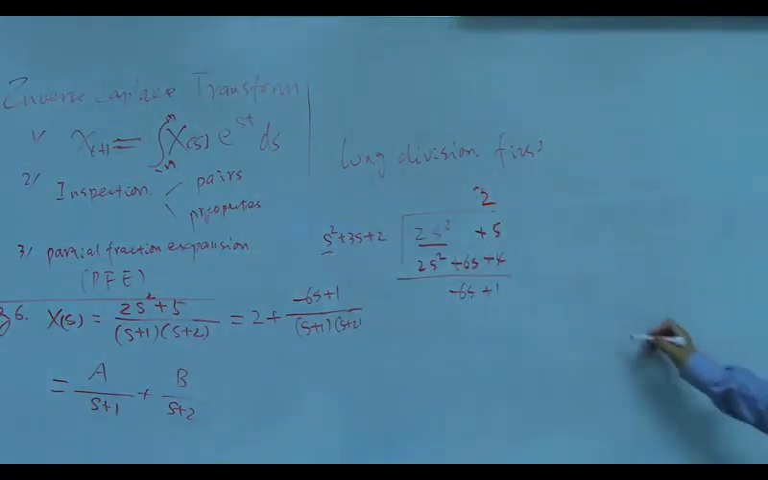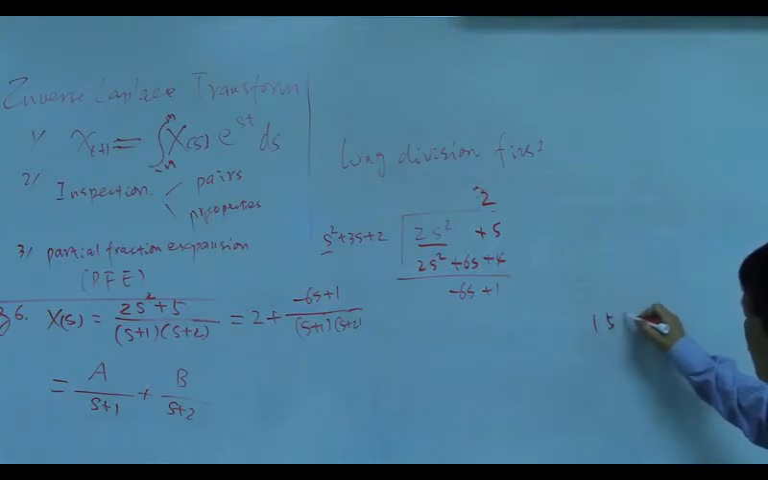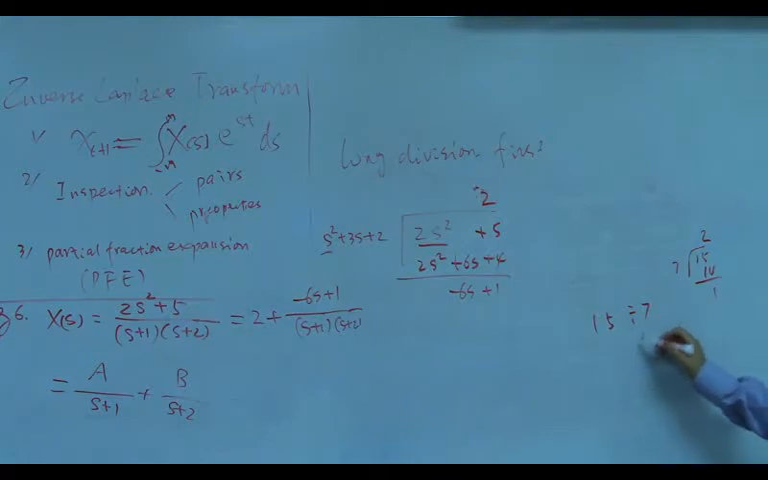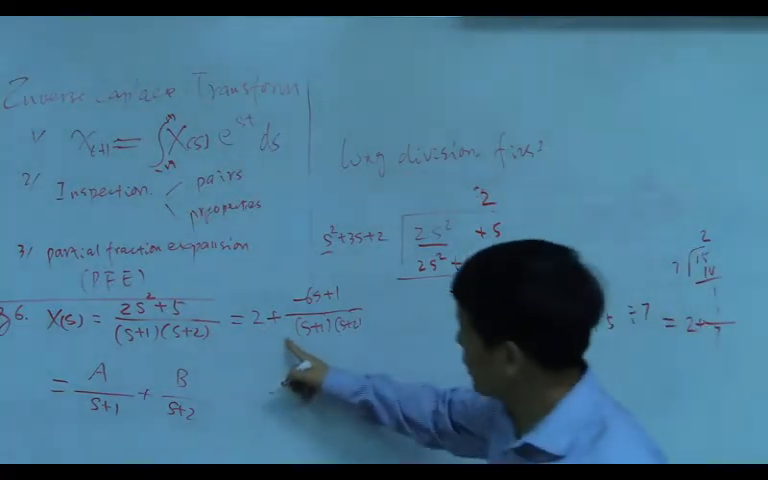For example, 15 divided by 7. What is this? 15 divided by 7 equals 2, 14, and remainder equals 1, right? We write 15 divided by 7 equals 2 here, and the remainder is on top, and the 7 is still here. Right? So that is 2 plus this one. So that's why we have 2 here plus this.